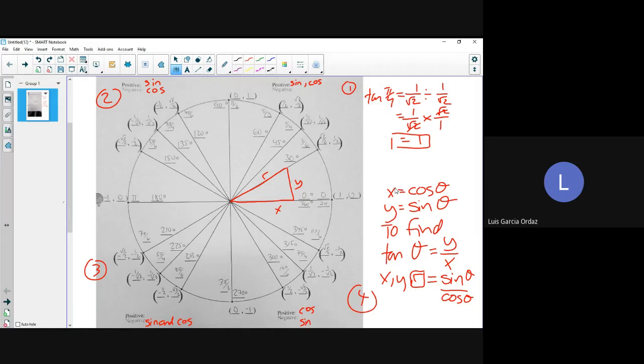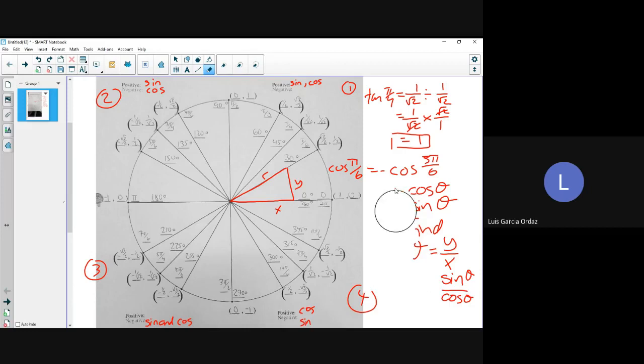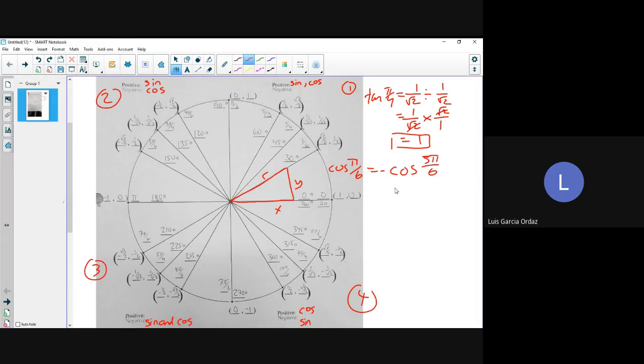So, do you guys understand why I say cos of pi over 6 is the same thing as negative cos of 5 pi over 6? Let's prove this using our unit circle. What does cos of pi over 6 give us originally? 30. No, like the ratio. Look at our x value. Root 3 over 2. Thank you, James.